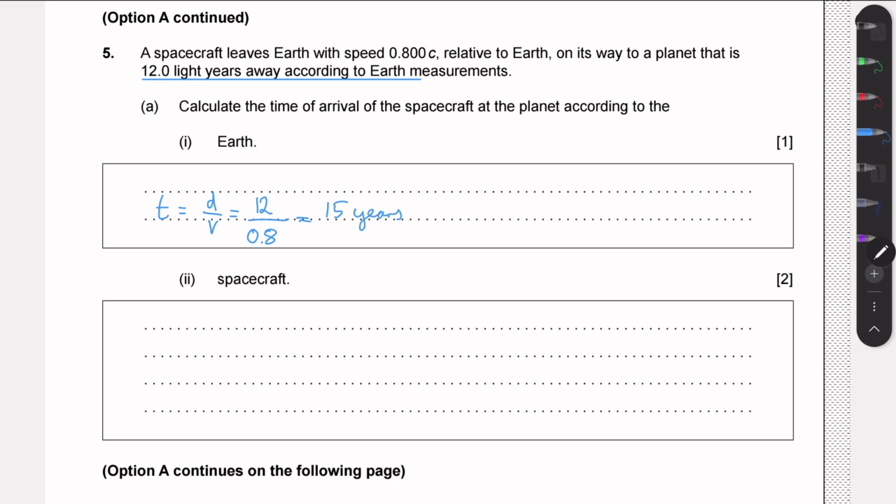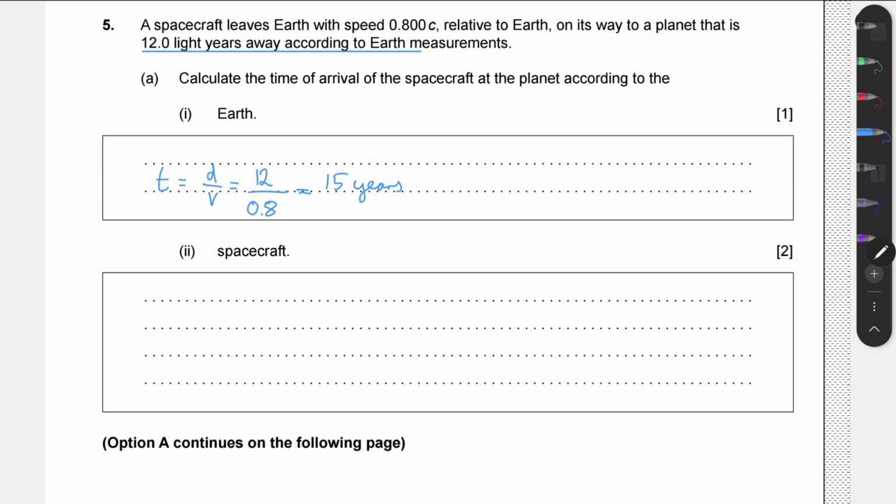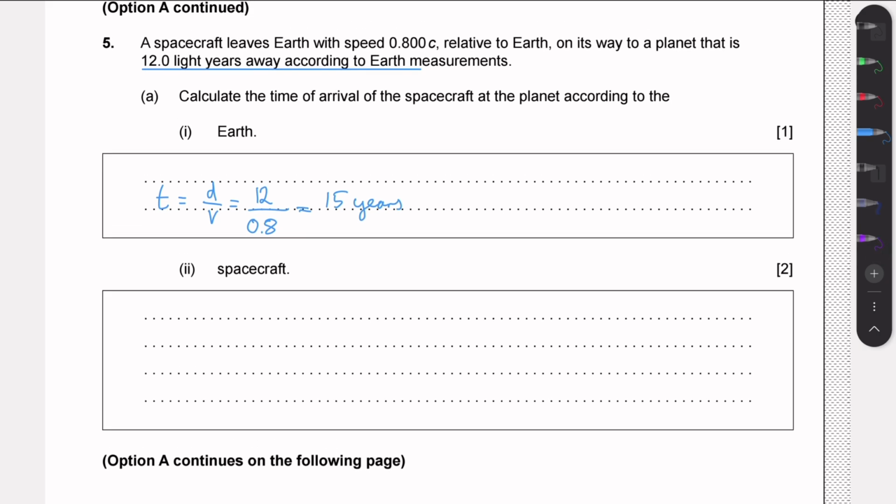So that's about it. And then for the spacecraft, the thing is that this 12 light years is the proper length, because it's measured by the Earth observers. It's measured by the observers that are at rest with respect to this length. However, the spacecraft is going to observe a different length and therefore a different time, because it will have to take into account relativistic effects.